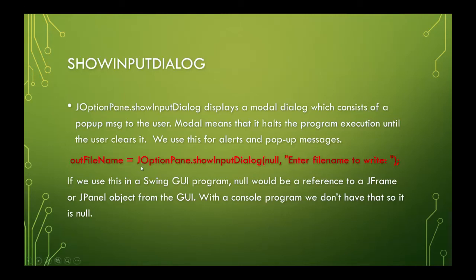So this statement is going to execute. It'll show the dialog. The user is going to clear the dialog or enter something, and it'll get returned in out file name. So if we want to check to see if the user actually did anything, we just check to see what got stored in out file name. One more time, the null reference here is because we're using this GUI component when we don't have a graphical user interface. Normally that would refer to a JFrame or JPanel object, but since we're running the console, we don't have those, so the reference is just null.